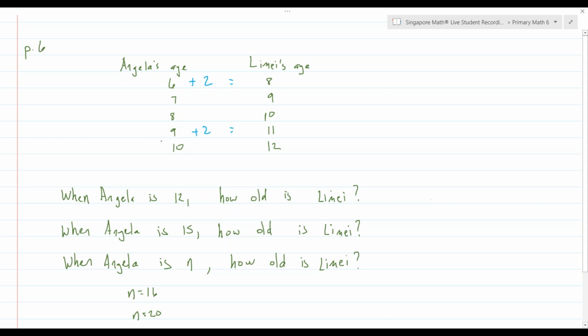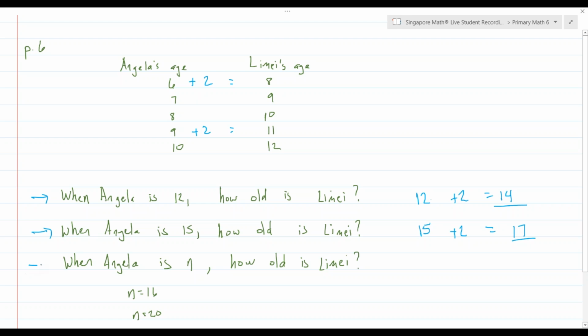So we could ask a question like this. When Angela is 12, how old is Lamai? Well, 12 add 2 is 14. Lamai is 14 years old. The next question on page 6: when Angela is 15, how old is Lamai? Well, if Angela is 15 and we add 2 to Angela's age, we find out that Lamai is 17.